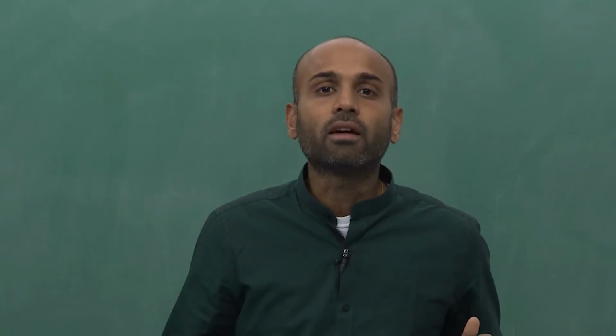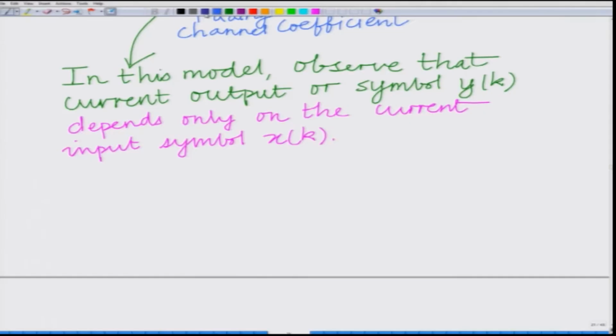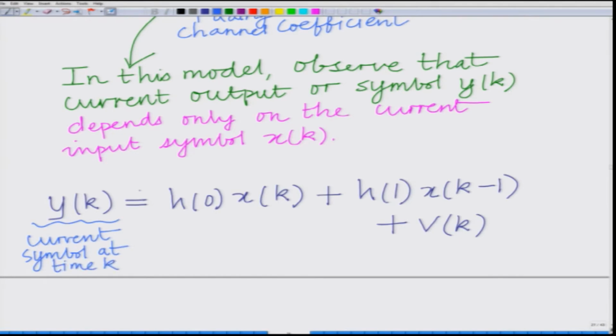However, we might frequently have another scenario which is an undesirable scenario in which the following occurs. Frequently it might happen that the received symbol yk is given as h0 times xk plus h1 times xk minus 1 plus vk, which is the noise. And if you look at this model, you will observe that this is yk, the current symbol at time k, and xk is the current input symbol, that is the transmitted symbol at time k.